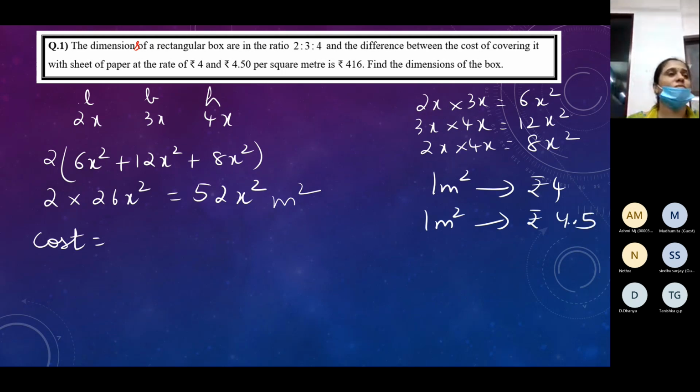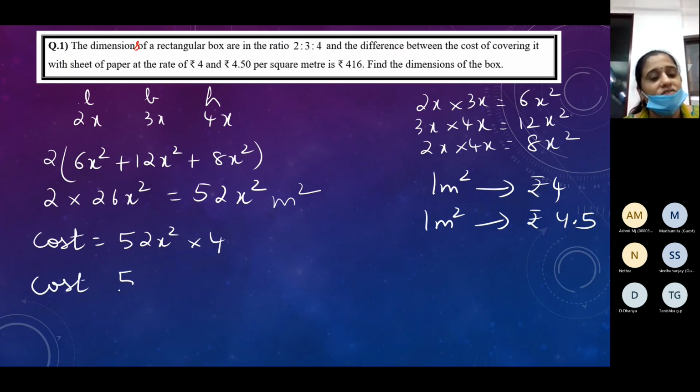Now we'll have to decide which one to buy. One is 4 rupees, another is 4 rupees 50 paise per square meter. What is the total area of your box? 52x square, the total surface area. So what will be your cost? 52x square into 4 rupees. The other cost will be 52x square into 4.5 rupees.